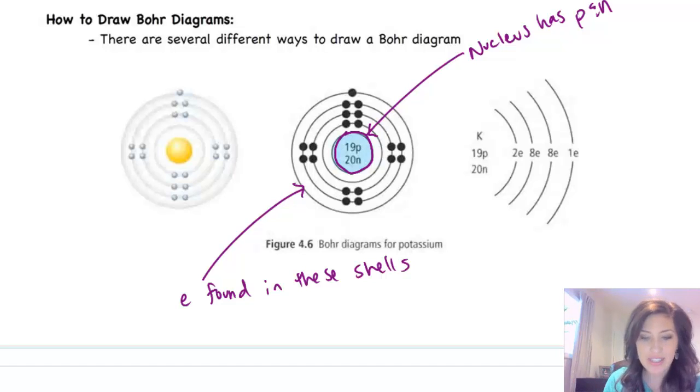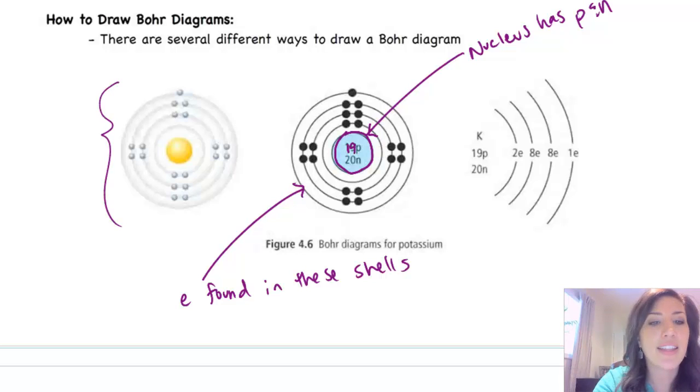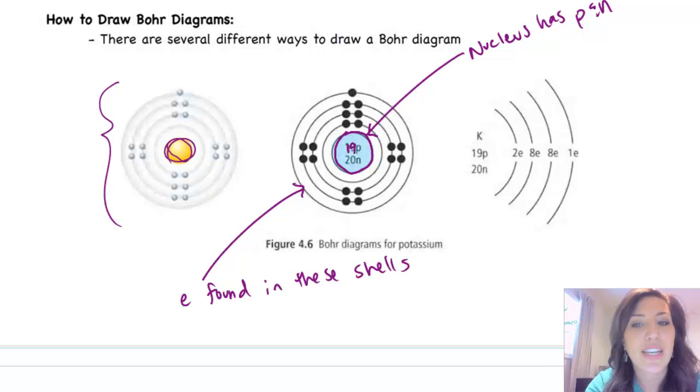Now, you may notice that this diagram for potassium has 19 protons and 20 neutrons in it. On the left here, this yellow circle in the middle, that's our nucleus, and then all the gray dots are the electrons surrounding. And again, here is a third way to draw potassium as a Bohr diagram. We have K, which stands for potassium, 19 protons, 20 neutrons, that would be our nucleus. And then each line here is a different shell. And this tells us in the first shell there are 2 electrons, then 8 in the next, then 8 in the third, and then 1 electron in the last shell.